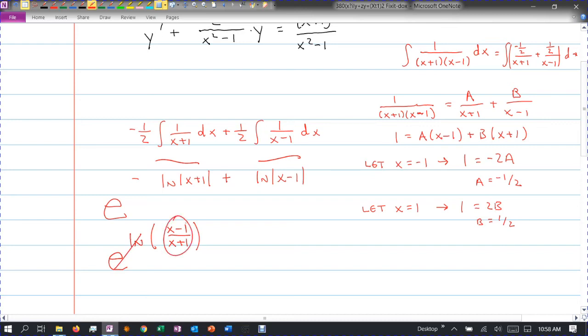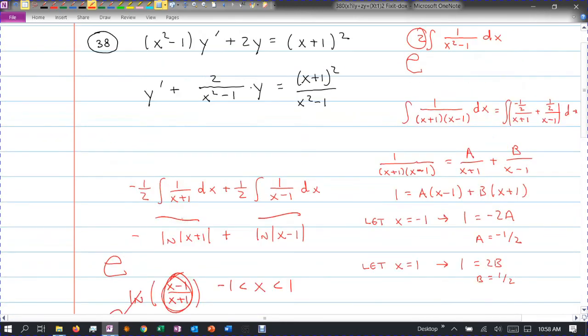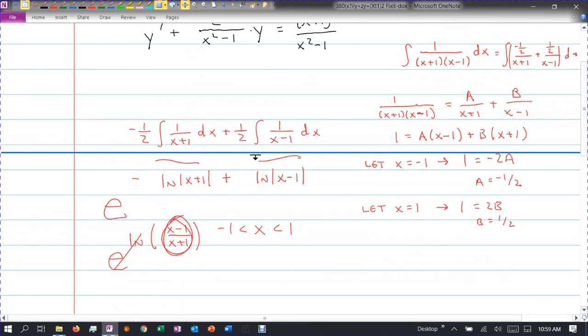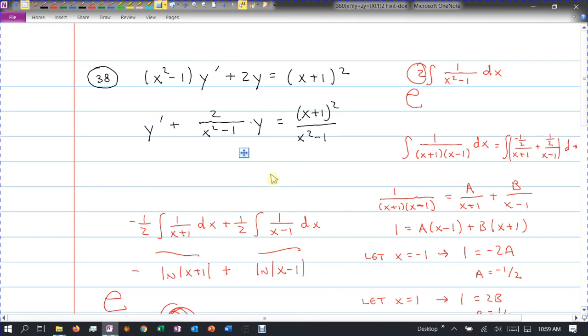Okay, now I'm not going to get too much into the domain here. I'll just kind of leave it to you to show that x must be between 1 and negative 1 in order for this ratio here to be positive so that the natural log makes sense. So I think we can just proceed at this point. So what I'm going to do is, oops, no, not that. Remember our integrating factor is, where did I put it? Oh, it's this right here, x minus 1 over x plus 1.